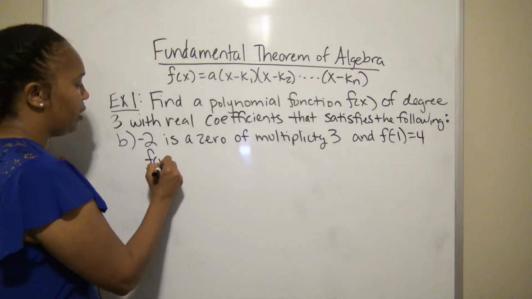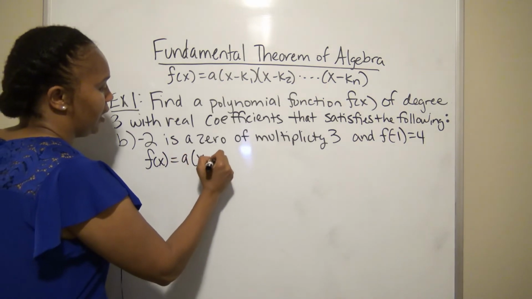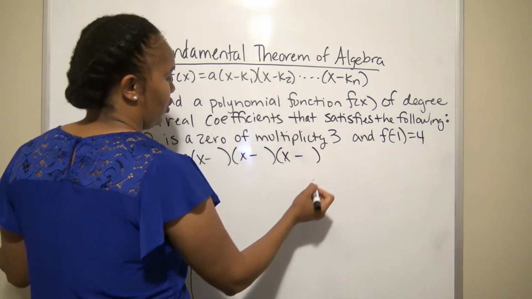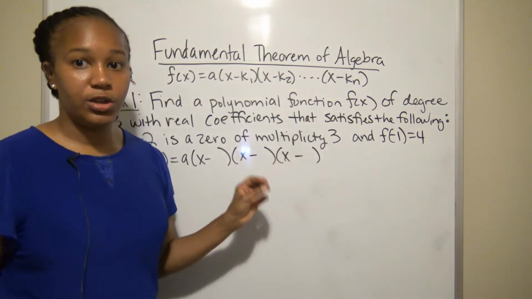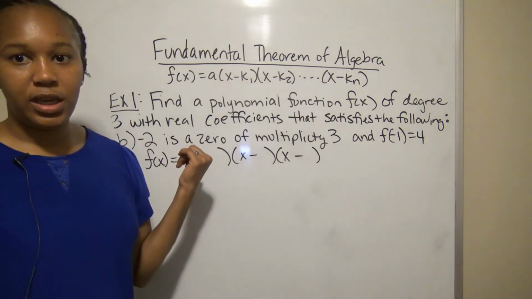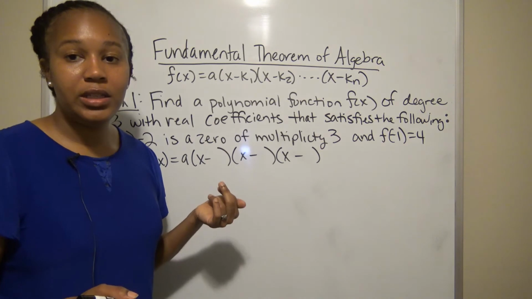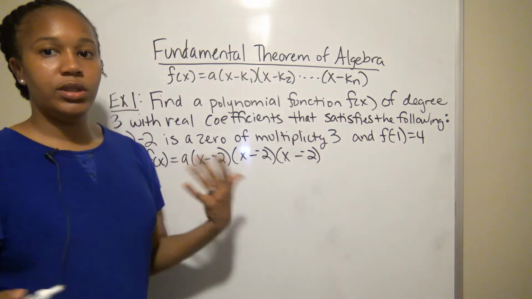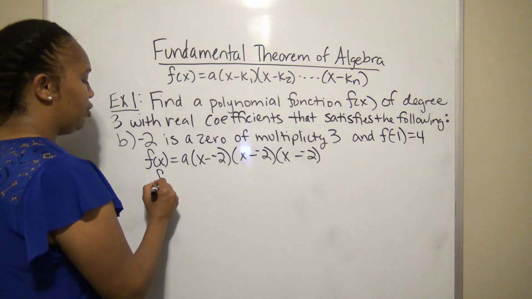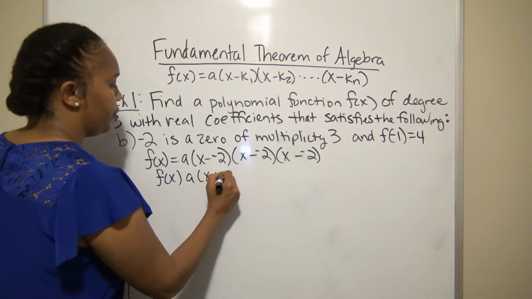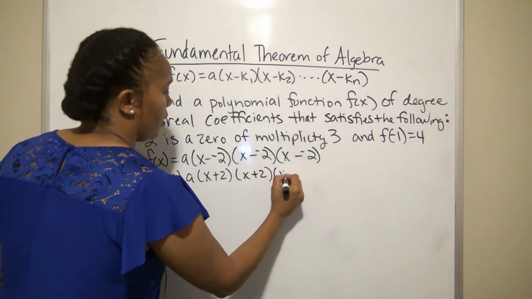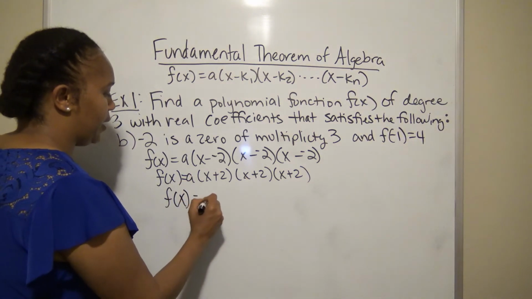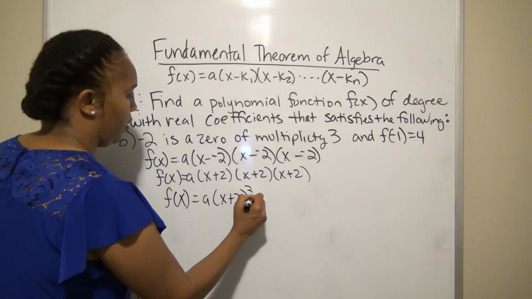So because it's a third degree polynomial, remember it can be written as a times x minus k1, x minus k2, and x minus k3, where k1, k2, and k3 represent your zeros. They only give us 1 zero, which is -2, but because it has a multiplicity of 3, that means -2 counts 3 times. So you write -2 3 times. X minus a -2 becomes x plus 2. And because you have x plus 2 3 times, you can also write this as a times x plus 2 to the third.